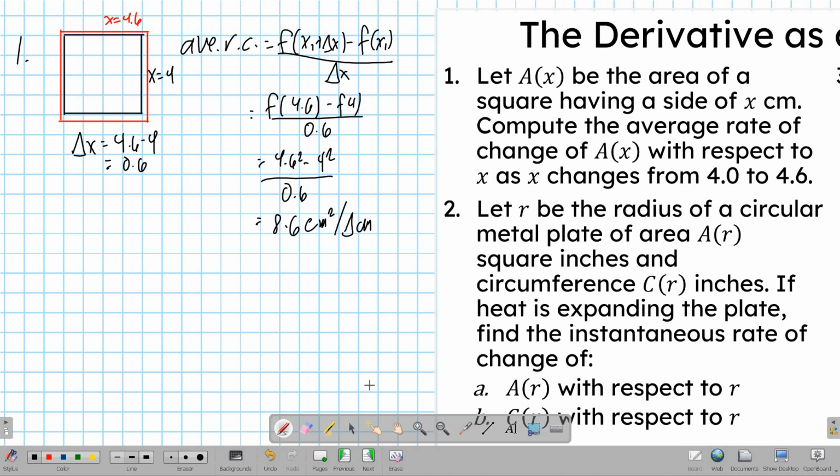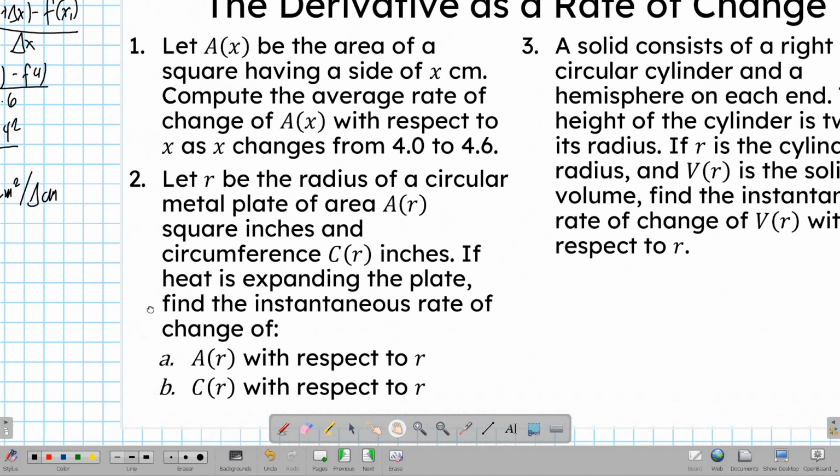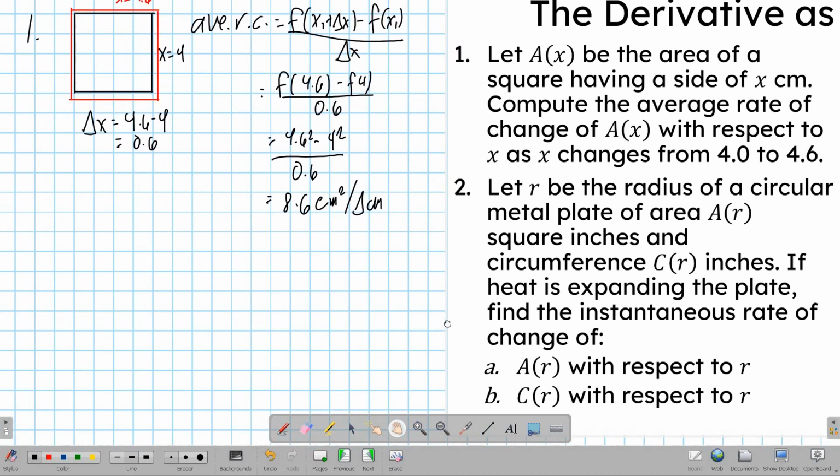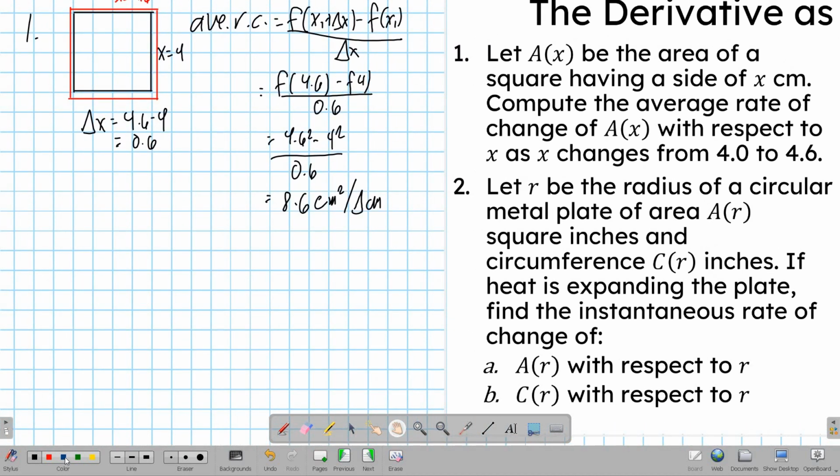Alright, so let's now go to number 2. In number 2, we have: let R be the radius of a circular metal plate of area A of R square inches and circumference C of R inches. If heat is expanding the plate, find the instantaneous rate of change of A of R with respect to R and C of R with respect to R, meaning it's d over dr. So since we're looking for the instantaneous rate of change, we need to find the derivative.